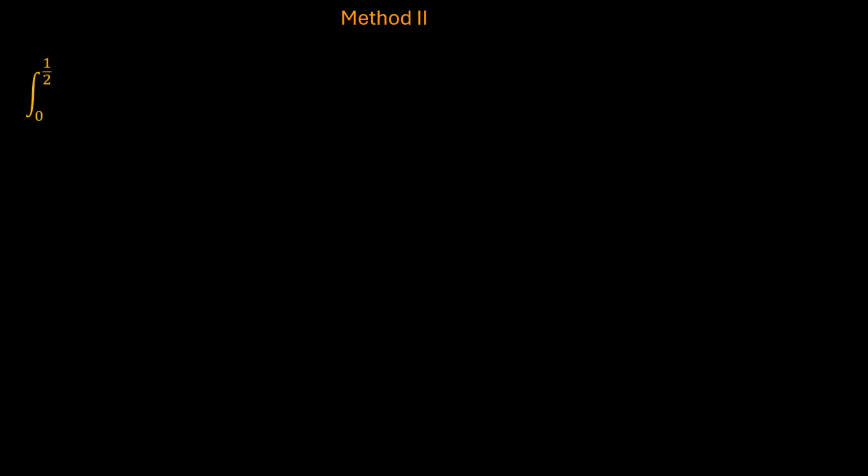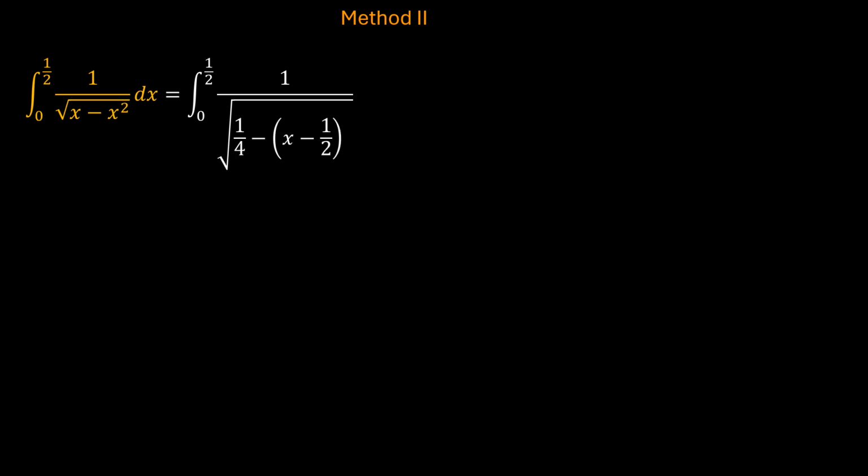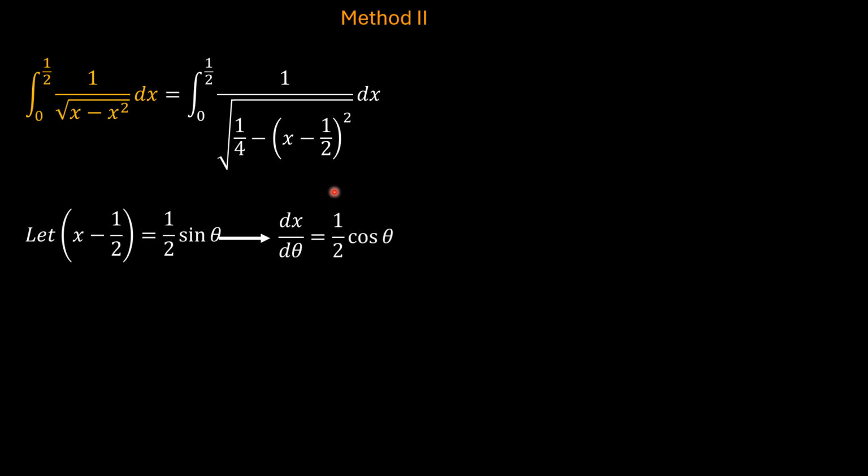One thing we could do is express x minus x squared in the denominator under the square root sign as a quarter minus the square of x minus a half. And now we can go ahead and do the substitution by saying let x minus a half be equal to a half sine theta, so that when we substitute in the sine theta, we have a quarter sine squared theta, and this a quarter can be pulled out. So dx d theta from that substitution becomes a half cosine theta, and therefore we can substitute dx with a half cosine theta d theta.